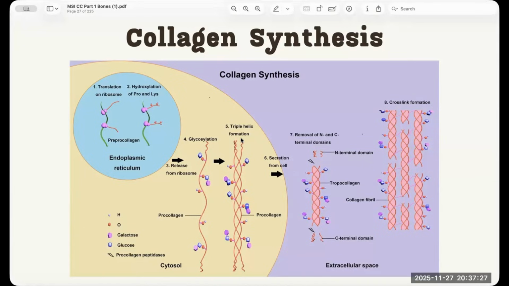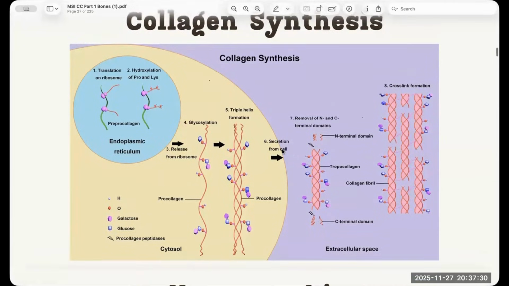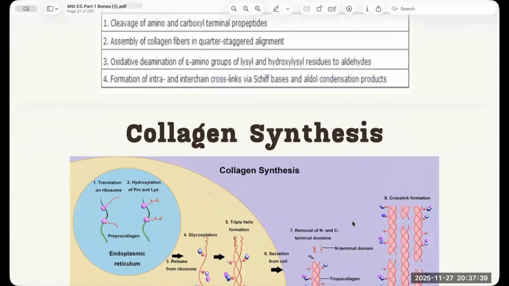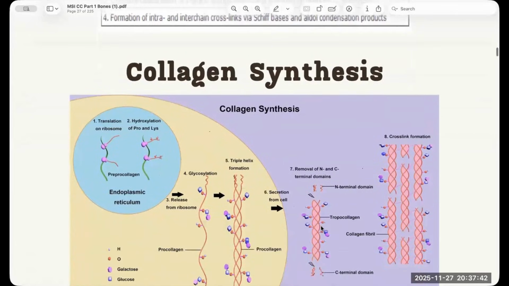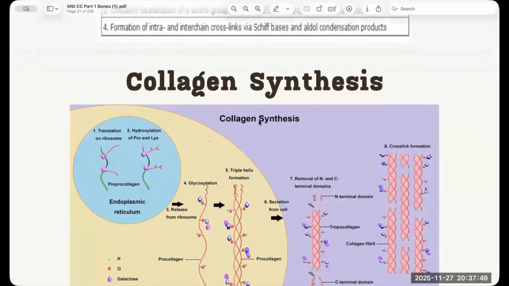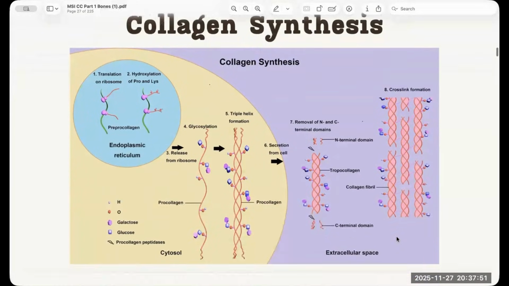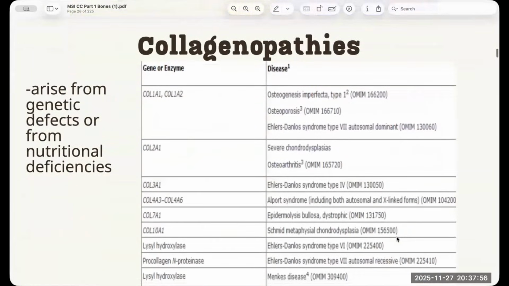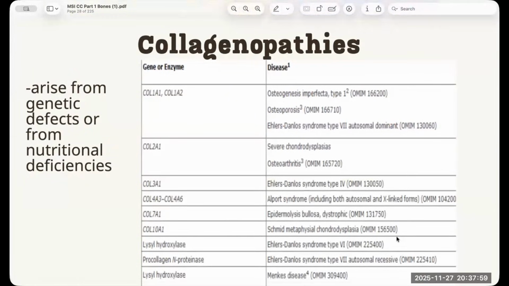And cytosol. Now, the other 4 steps that happen extracellularly when it gets secreted from the cell: first of all, there is the cleavage of the amino and carboxyl terminal propeptides, then the assembly of the collagen fibers in the quarter-staggered alignment, as you can see here, and then oxidative deamination of the amino groups and formation of the crosslinks, as we can see here. All right, not much to feel, but good to know, because if you want to know the pathology of something, you have to know how it looks normally first.